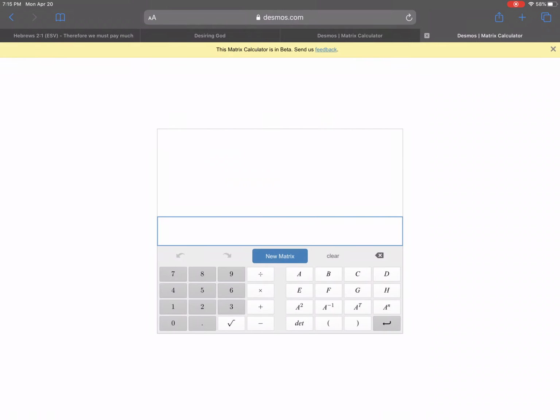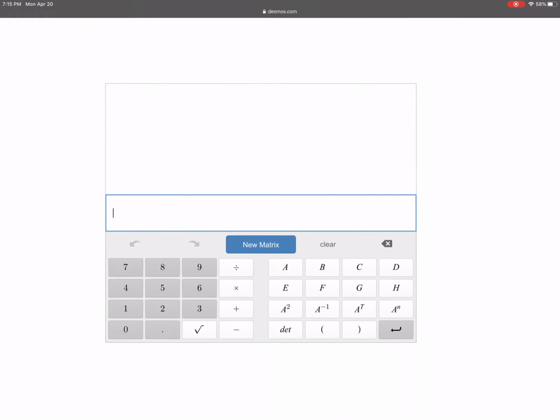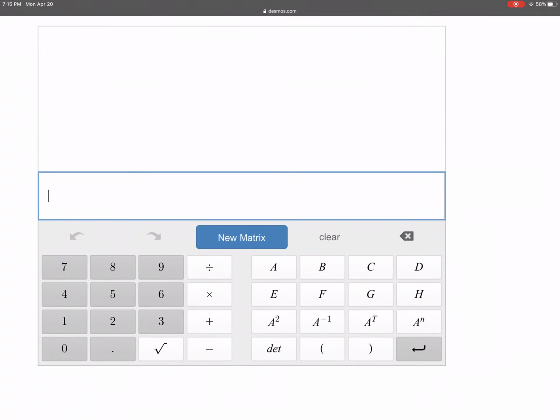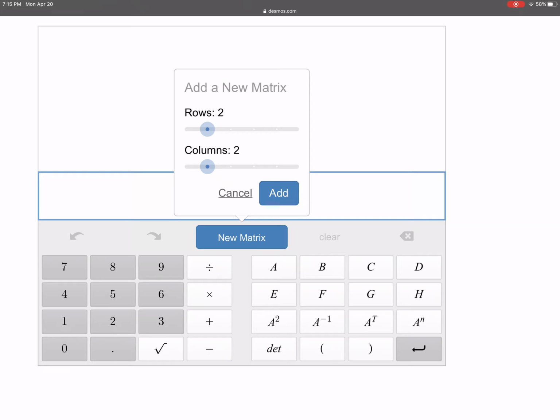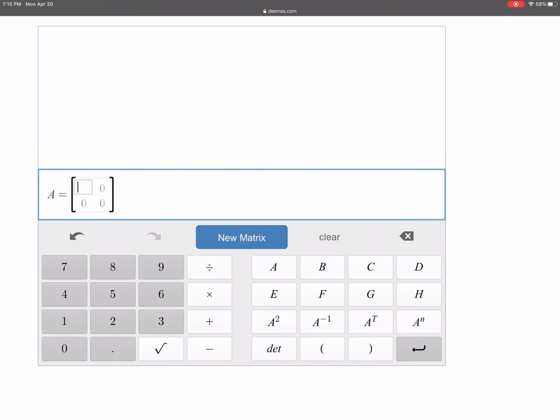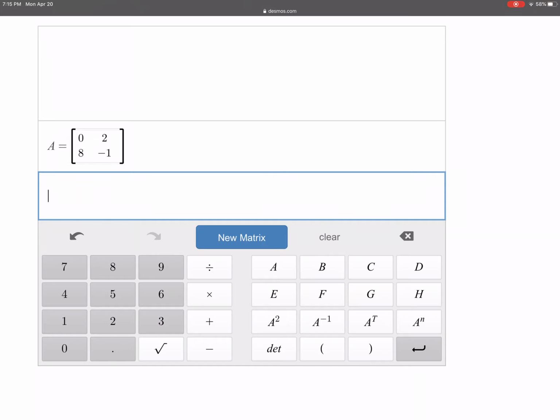There it is. It says at the top it's in beta. They're testing it. So you make it a little bigger. So now we just put in, hit new matrix. 2 by 2. Yeah, that's perfect. I don't need to adjust that. 2 columns, 2 rows. So I'm going to put in the original matrix, which was 0 and 2 and 8 and -1. Hit enter in the lower right corner. So I've got it, and now I'm going to say matrix A, and I want the inverse. I'm going to hit the A inverse button.